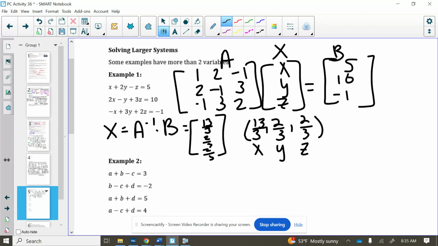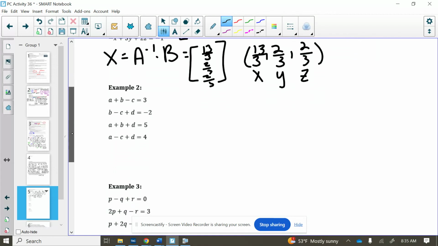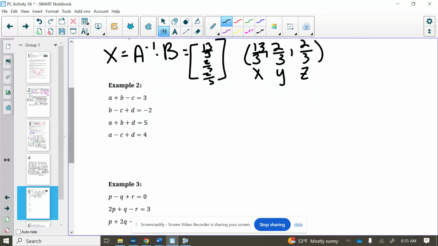Now we can do this for even larger systems. In this case, we would have A, B, C, and D. So notice on this first one, we have 1A plus 1B minus 1C. Notice there are 0 D's. So you still are going to have to account for that when it comes to typing this into your system.